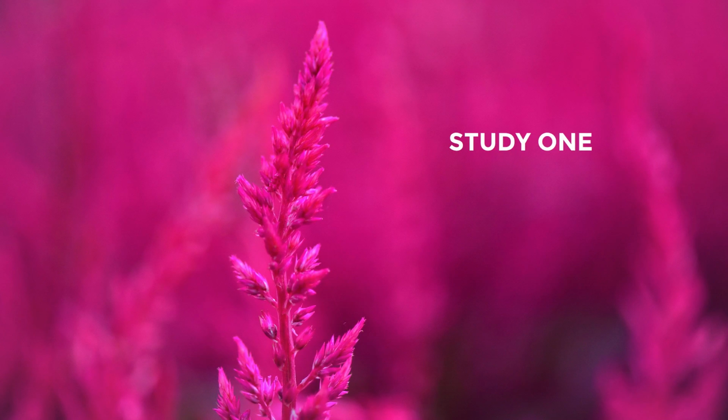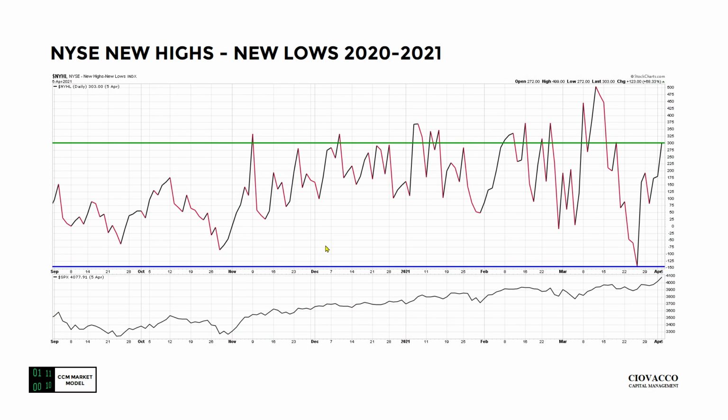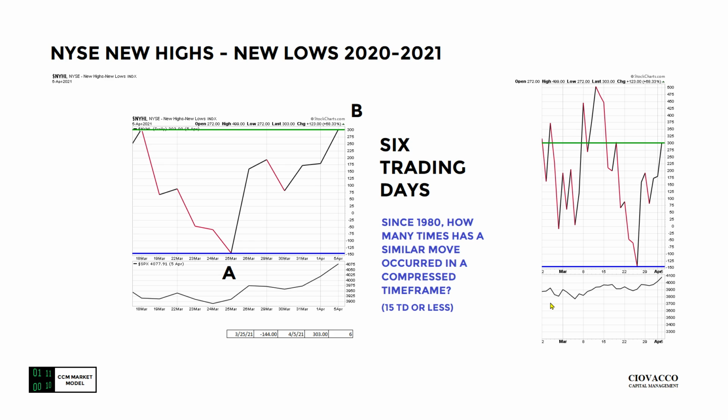5 new signals this week and 5 new studies. Let's take a look at study number 1. It's NYSE new 52-week highs minus new 52-week lows. The chart is dated April 5th. We thought it was probably relatively rare to see a rapid move like this from approximately negative 150 up near 300. So we wanted to know, since 1980, how many times has a similar move occurred in a compressed time frame of 15 trading days or less? The recent move occurred in only 6 trading days.